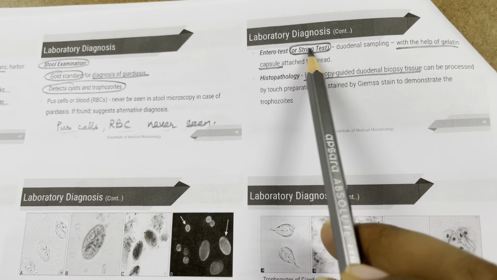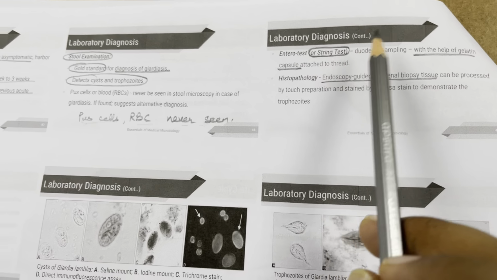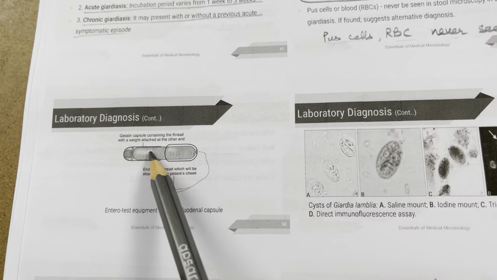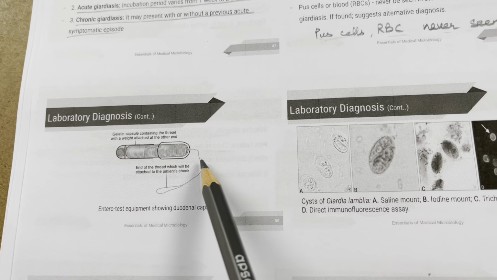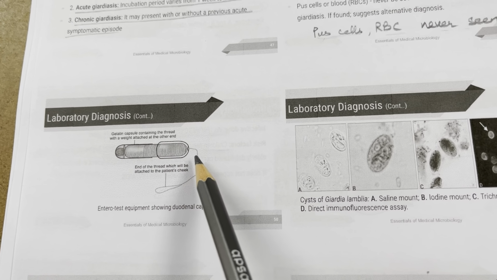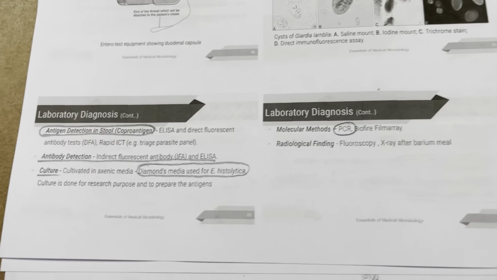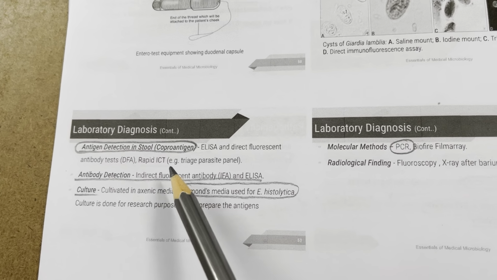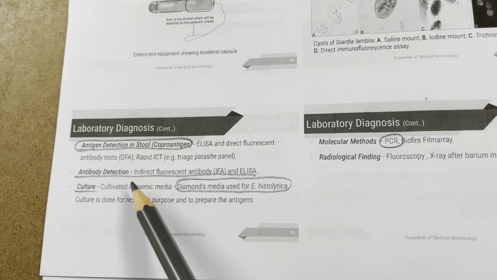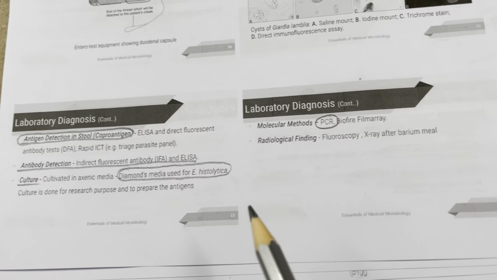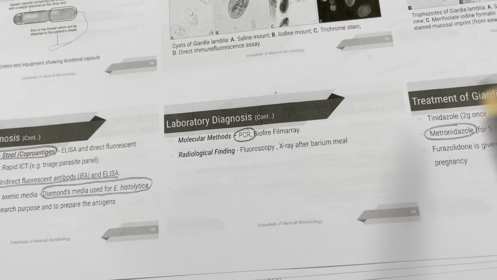So you can also use the gelatin capsule enterotest or string test. Basically there's a string with a gelatin capsule and a weight on one end, and then you make the person swallow it, and the end of the thread is attached to the person's cheek. Okay, so that is used. And then antigen detection in stool, you can do copro-antigen detection, antibody detection by ELISA, and culture. Also, Diamond's media is used for culture. You can do PCR also.